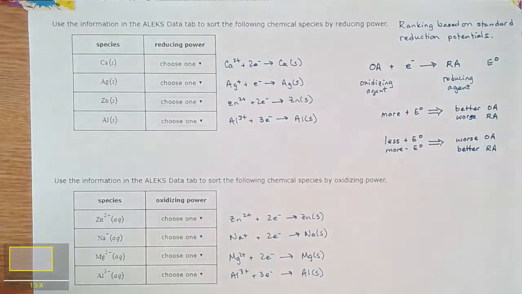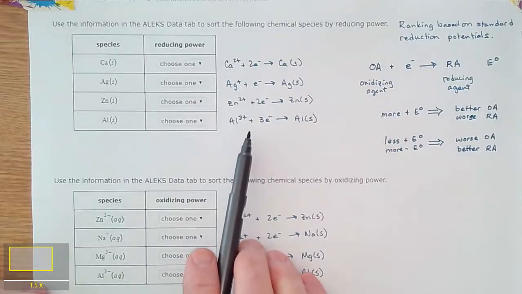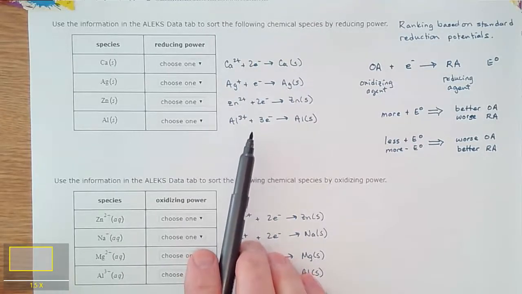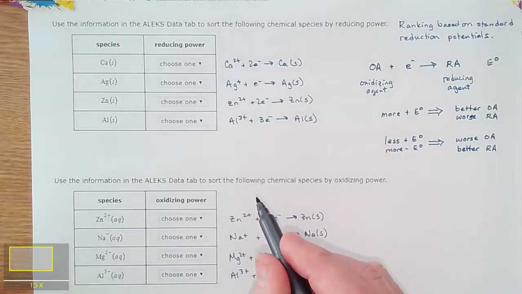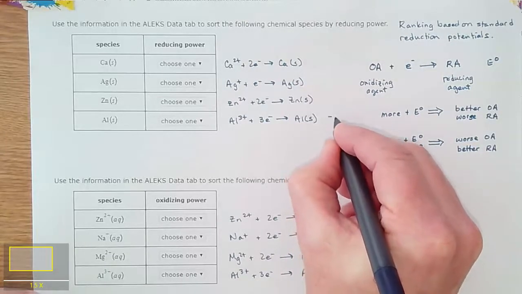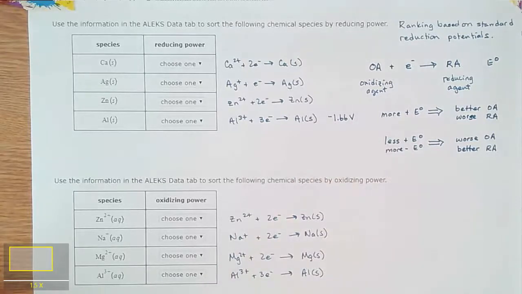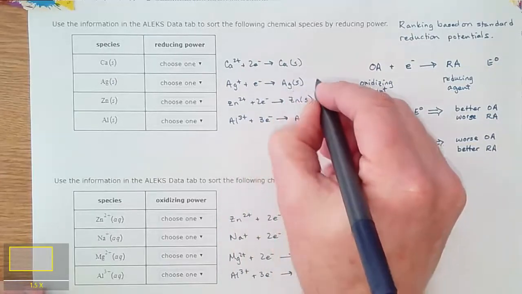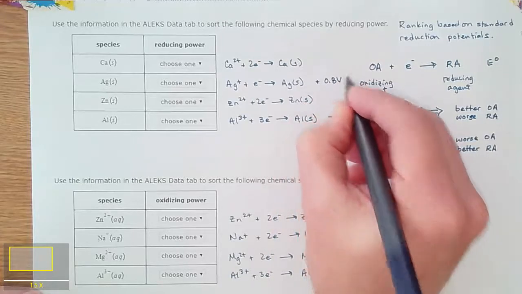Okay. Now let me give you a couple of examples here. I have written out all the half reactions for the examples that ALEKS gives us, and I've even looked up E0 values. Let me put a couple of E0 values in here for you. So the E0 value for aluminum is negative 1.66 volts. In contrast to that, the E0 value for silver is positive 0.8 volts.